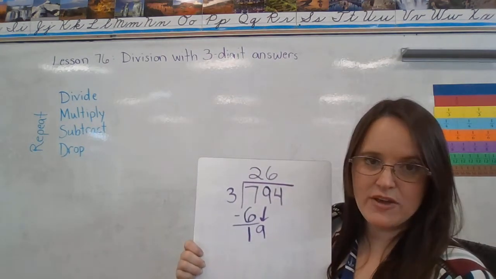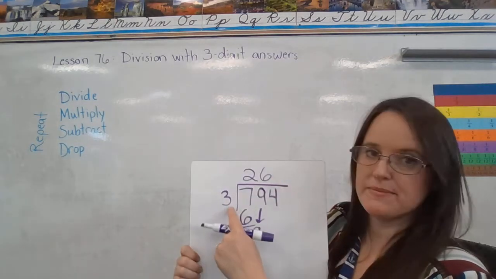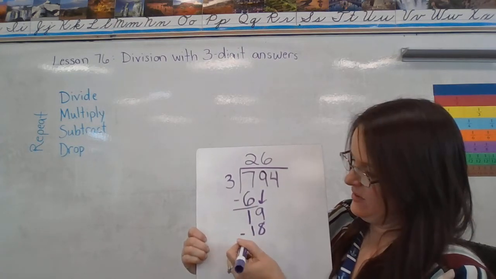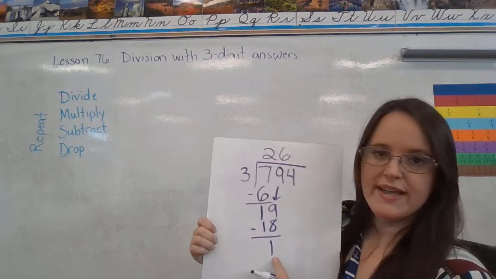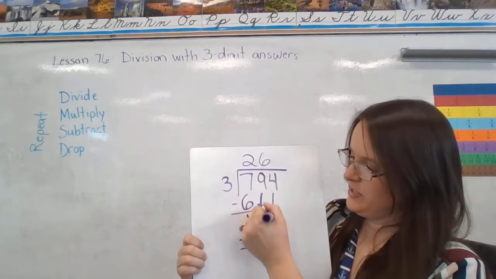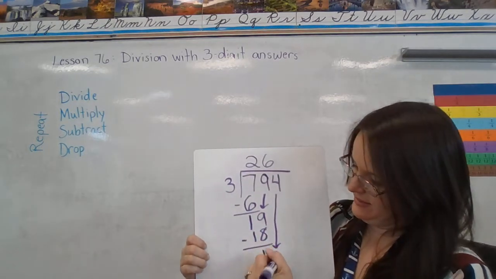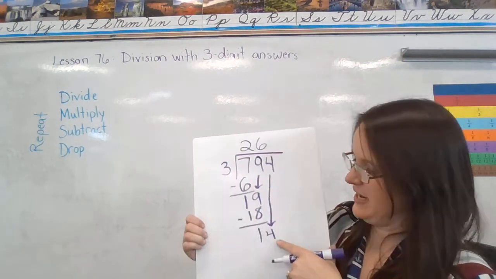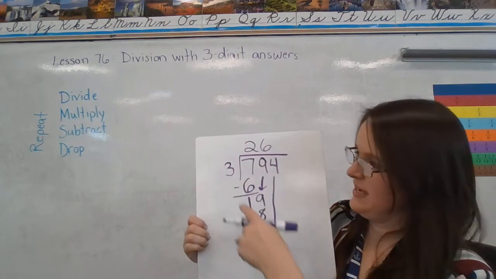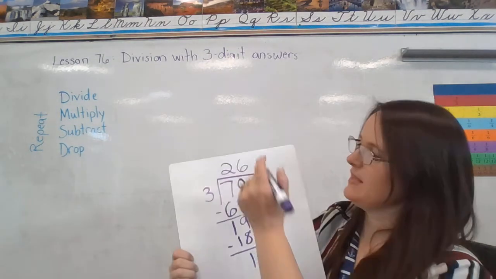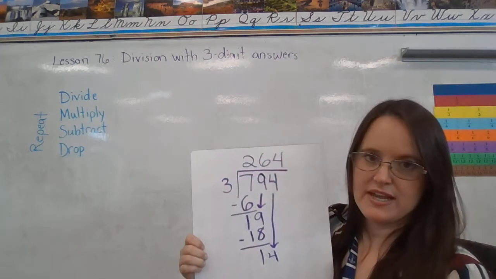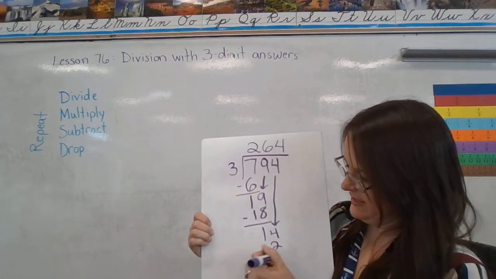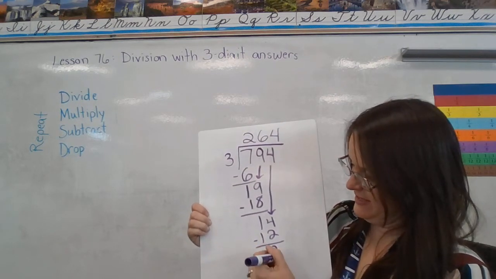How many tens is that going to use? So we multiply. 6 times 3 means we need to use 18 tens. We subtract. We'll have 1 ten left over. Then we drop our ones. So now we have a total of 14 of this original 794. How many groups of 3 can I make out of 14? I can make 4 groups of 3. 4 times 3 is 12. Subtract. 14 minus 12 is 2.